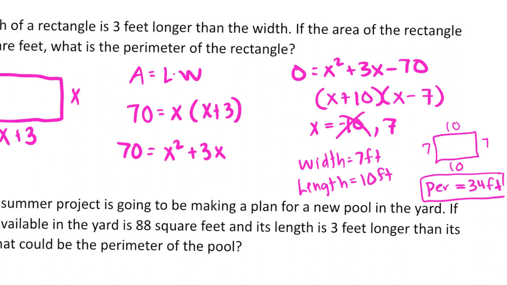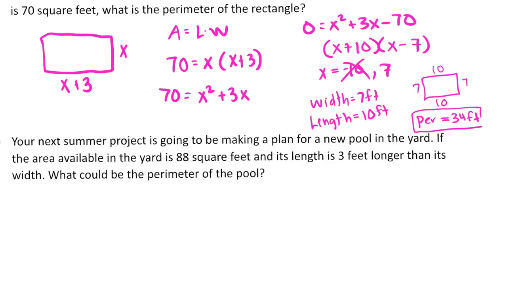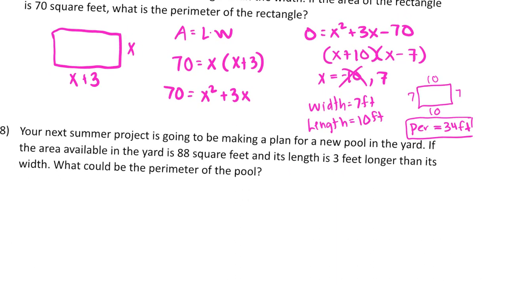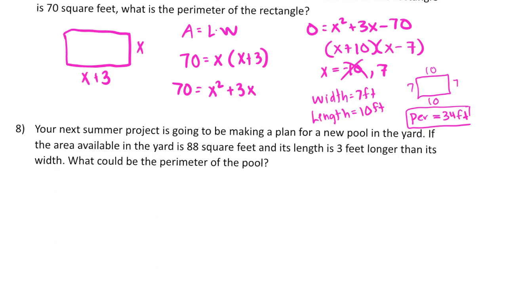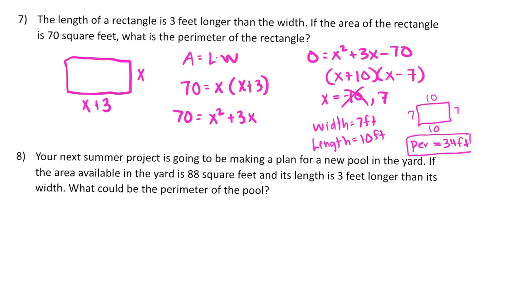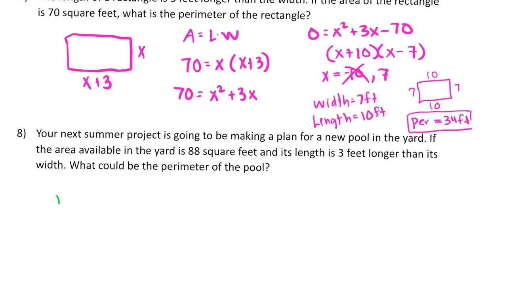Okay, the next question will be pretty similar to that. We have, the next summer project is going to be making a plan for a new pool in the yard. If the area available in the yard is 88 square feet and its length is 3 feet longer than its width, what could the perimeter of the pool be? So it's pretty much the same problem. We'll look at it one more time, I guess.